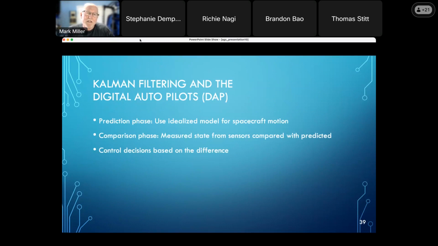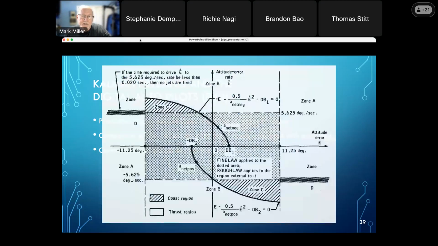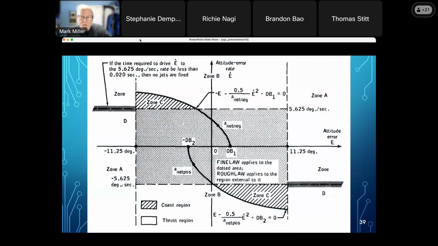So what they did was something called Kalman filtering, which involves two phases. The Kalman filter algorithm makes a prediction, based on an idealized model of the spacecraft. And then there are actual sensors, for example, the inertial measurement unit on the spacecraft, that can tell it what its actual position is. It compares the predicted from actual, and based on that, it will come up with control decisions for the thrusters and for the main engine. This is just an example of one of these control decision curves for, I think, coasting flight and whether or not to fire an attitude control thruster to keep a spacecraft oriented correctly.